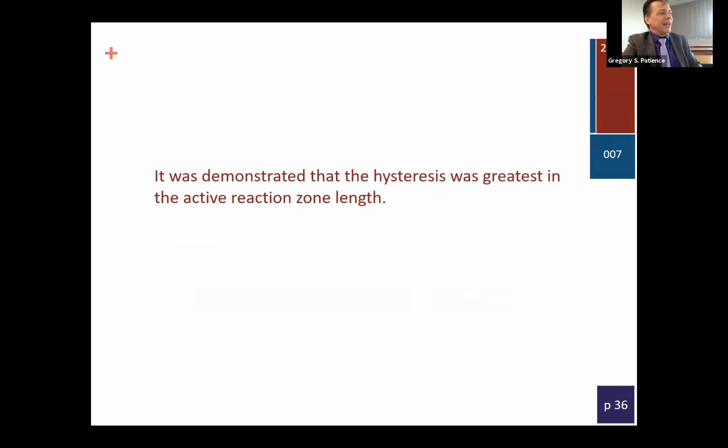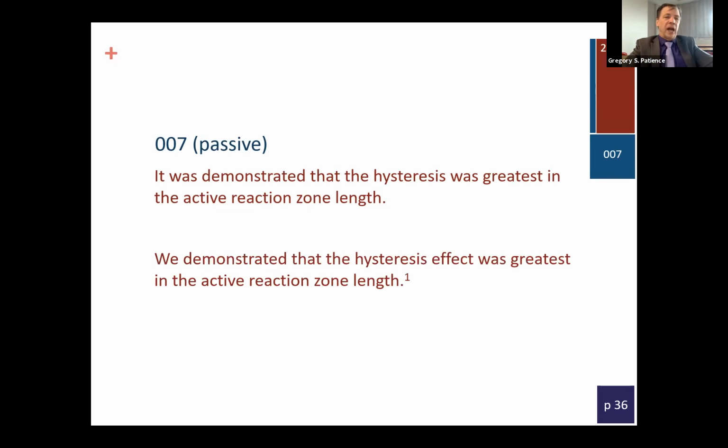So here is, again, a demonstration. It was demonstrated that the hysteresis was greatest in the active reaction zone length. Okay, so this is what I call a 007. It's the passive. It was demonstrated that we can get rid of. It's a 007 because we don't know who did it. So it's called a secret agent. Now, we demonstrated that the hysteresis, okay, what we've done is we've made it active and we understand that we did it, okay? So this is the active.